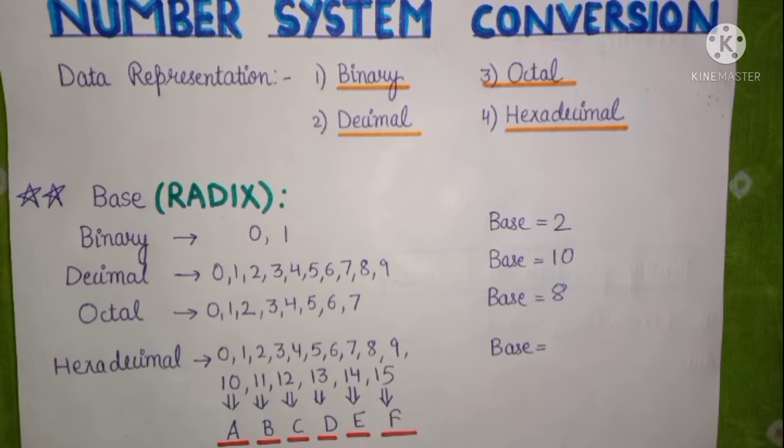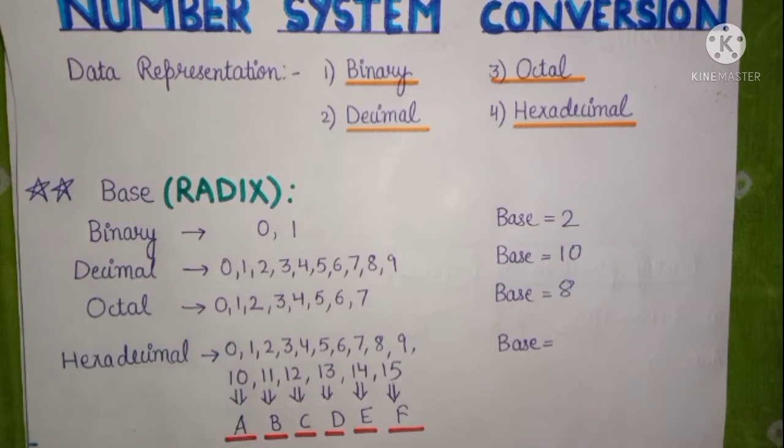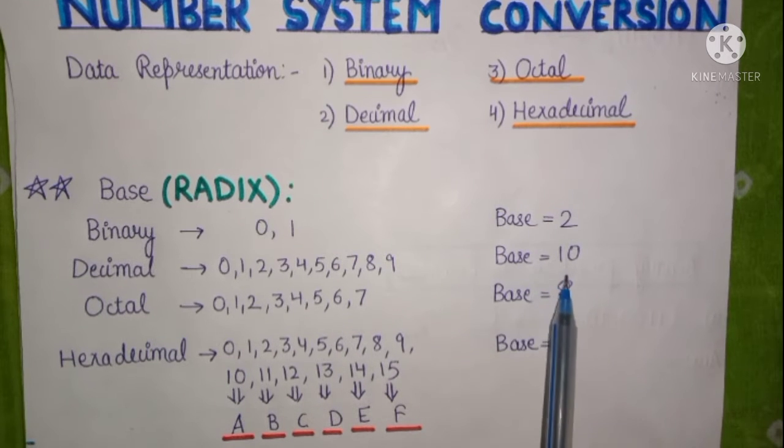So to learn about the conversion, we have to study about the base first. So what is base? The other name of base is radix. So first one is binary. Binary is a 2-bit system, that is it has 0 and 1. So that's why its base is 2. In decimal it has 0, 1, 2, 3, 4, 5, 6, 7, 8, 9. So if we count them, there are a total of 10 digits. So the base of decimal is 10.